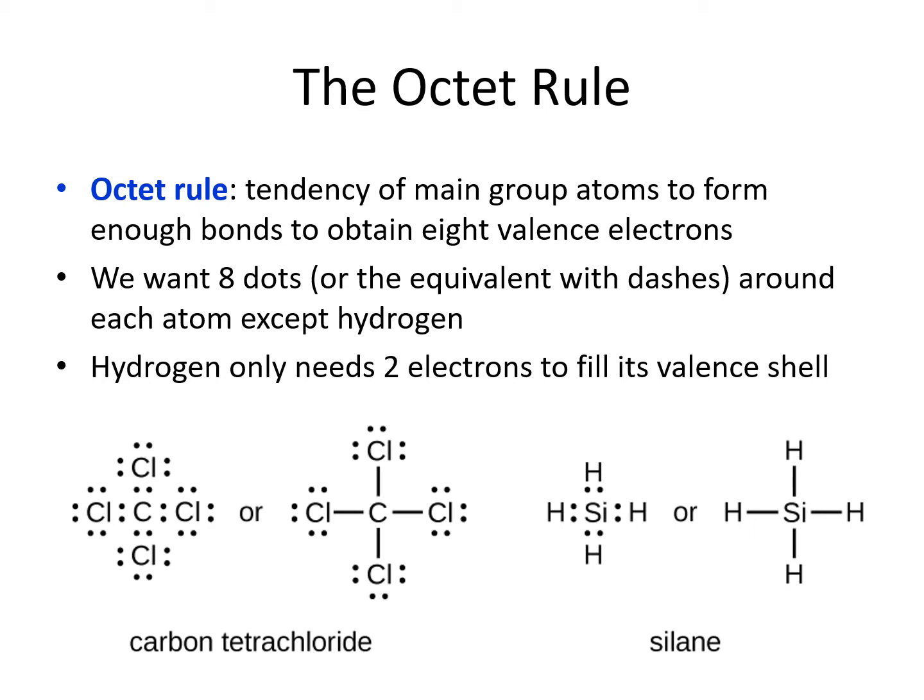All other elements have s and p orbitals in their outer shell, so they need 8 to fill up the s's and the p's. Take a look at the structures on this slide. They all obey the octet rule. The chlorine has 8 dots around it, or the equivalent, 6 dots and 1 dash, which represents 2 electrons. Each carbon has 8 dots around it, or the equivalent, 4 dashes. Each silicon has 8 dots around it, or the equivalent, 4 dashes. Each hydrogen has 2 dots around it, or the equivalent, 1 dash.